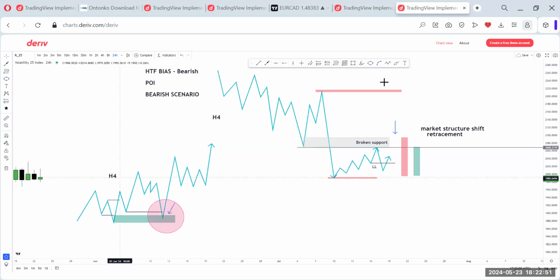So this is H4. You can go to any time frame that is lower than H4 for entry confirmation. And I prefer you use either the 5 minutes, 15 minutes, or the 30 minutes or 1 hour. I normally use the 15 minutes. Sometimes I use the 5 minutes. So let's just use the 5 minutes, for example.